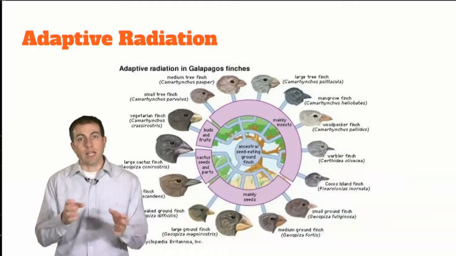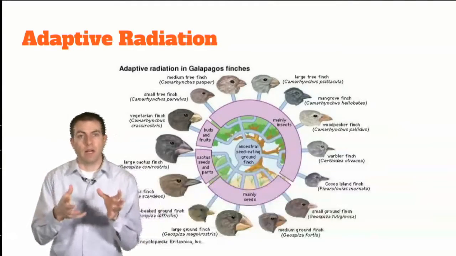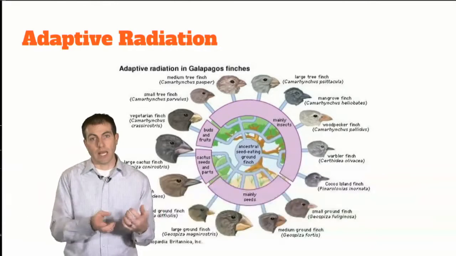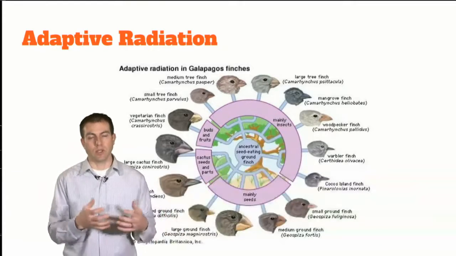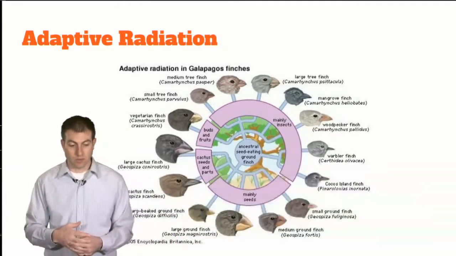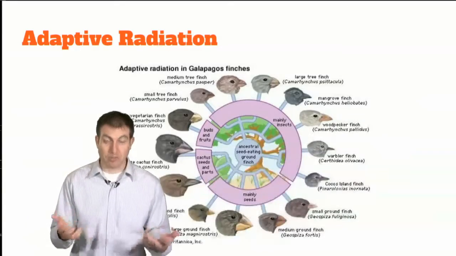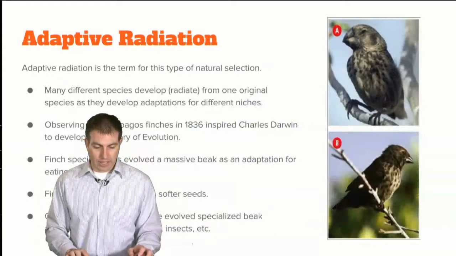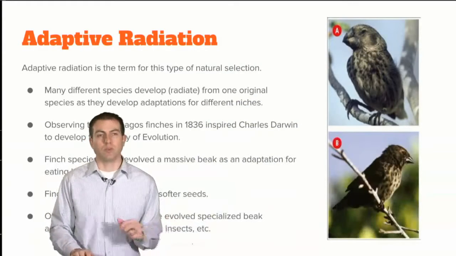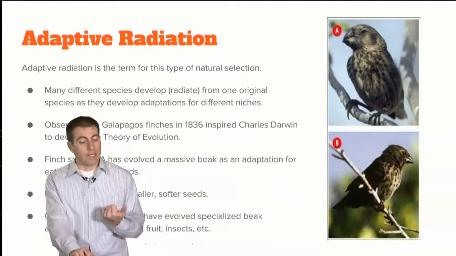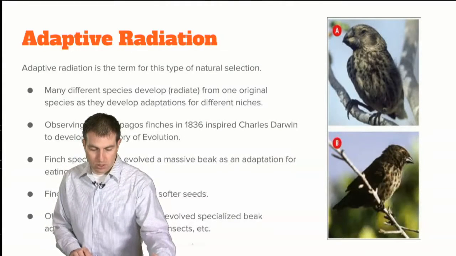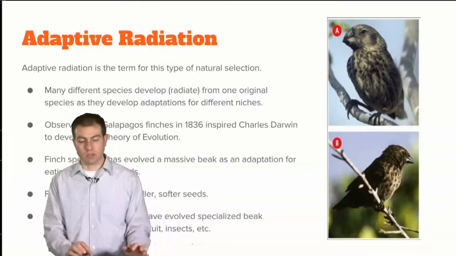So natural selection goes two ways. Favorable traits get passed on. Unfavorable traits will actually disappear from the population, so they'll die off because of their unfavorable traits. So that's natural selection and adaptive radiation, which goes along with natural selection, in a nutshell. Does anybody have any questions with that? Any questions about adaptive radiation, natural selection?